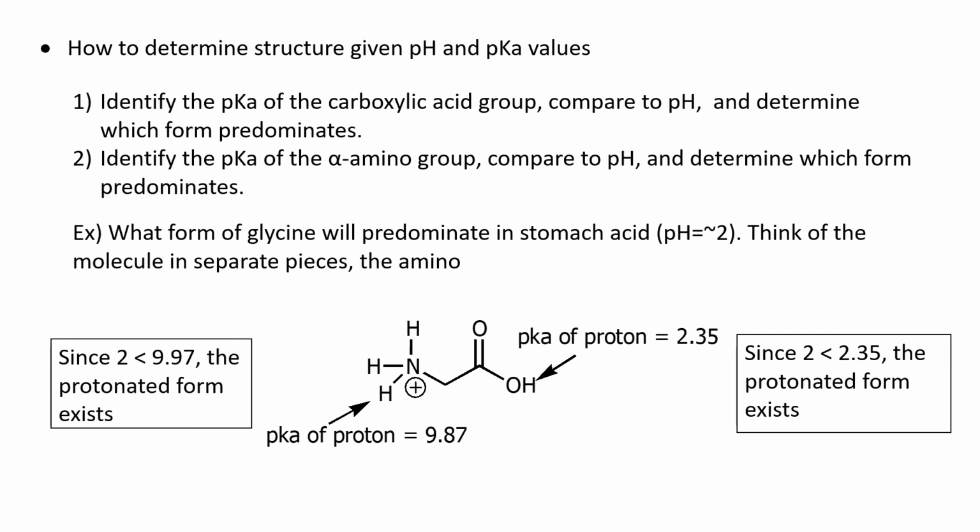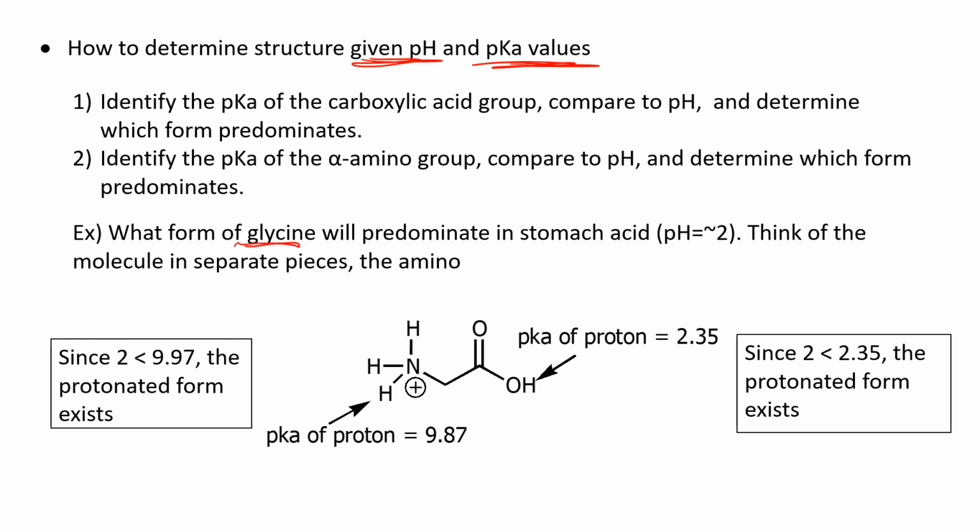All right, so here's how we determine the structure of an amino acid, and you're going to be given the pH and the pKa values. These are given. You won't have to look these up. Step 1, identify the pKa of the carboxylic acid group, and then compare it to the pH. Determine which form exists. Step 2, identify the pKa of the amino group. Compare it to the pH. Determine which form predominates.